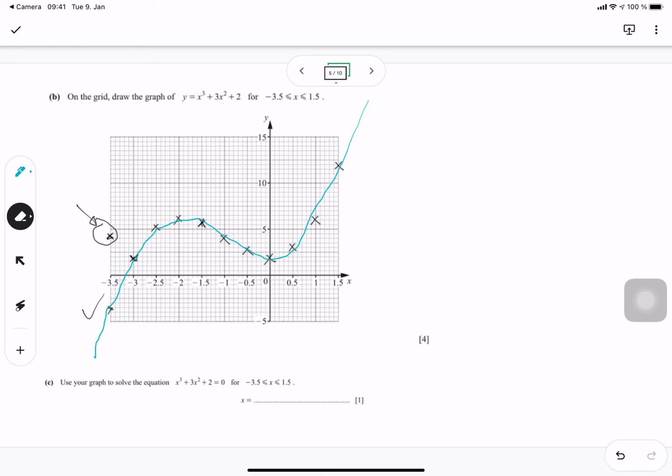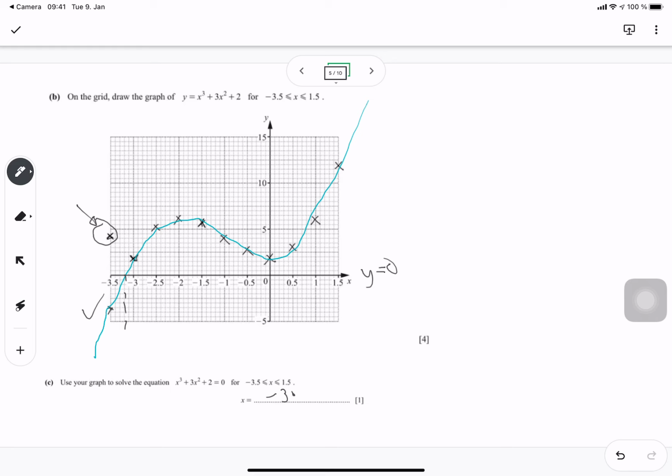Part C, use your graph to solve the equation. Well, we want to know when our function, which is x cubed plus 3x plus 2, crosses the function y equals 0. And y equals 0 is actually the x-axis. So all I need to do is think about this value here. Whenever we talk about solutions, it's always the x value we're interested in. So x is from there, minus 3.2.